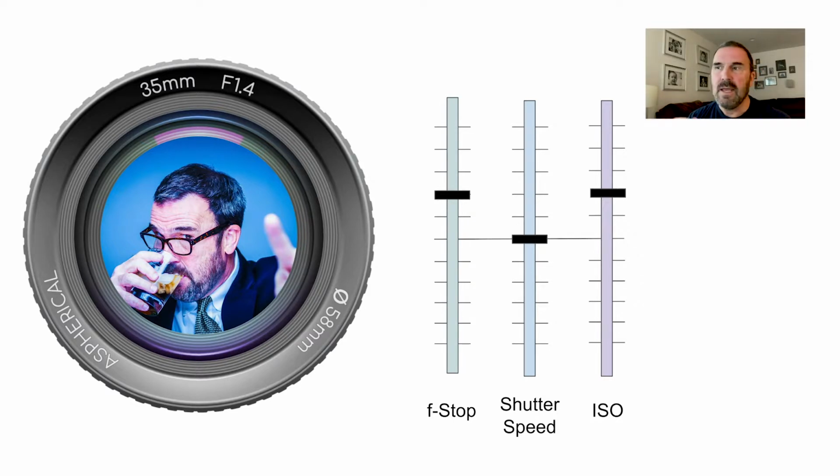And what a stop essentially is saying is when you move one of these, you're either doubling or halving the amount of light that's coming into your camera. Let's not get too bogged down into that, but it's good to understand when me or any photographer refers to stops or moving it up a stop, they're talking about halving or doubling the intensity of light.